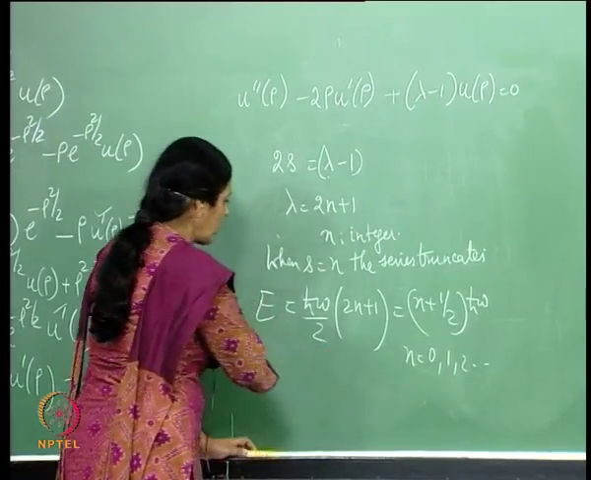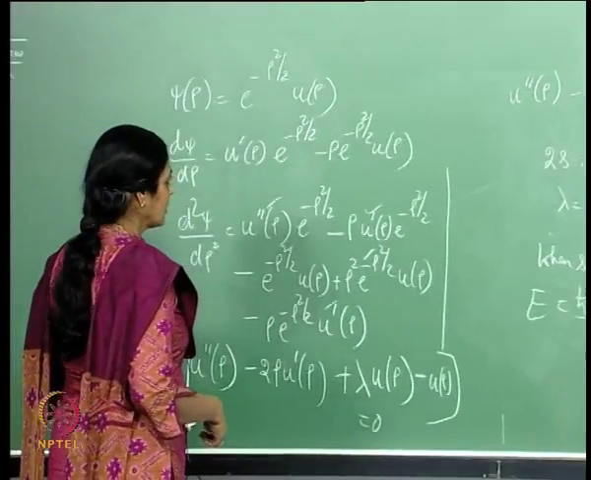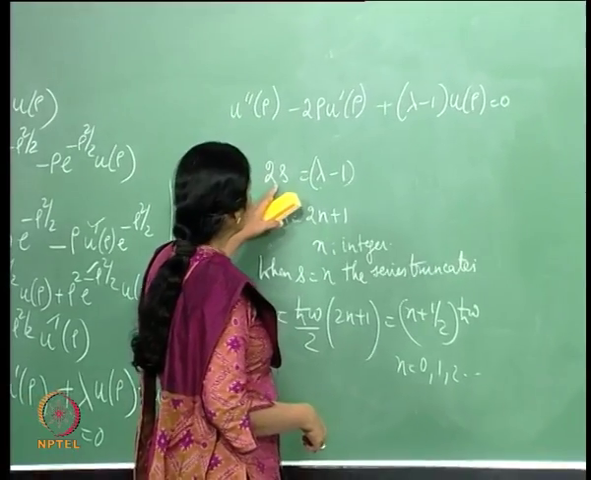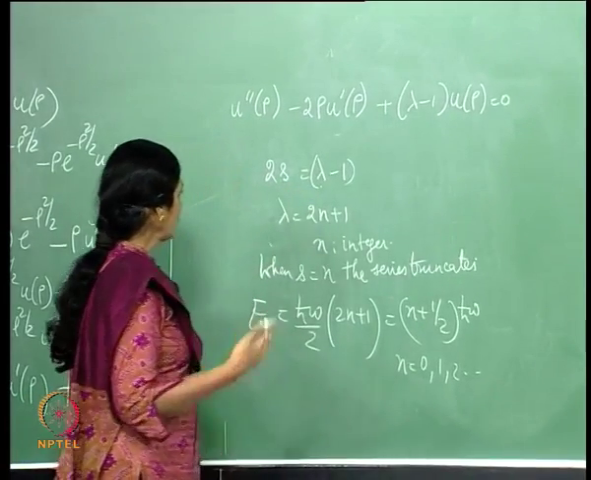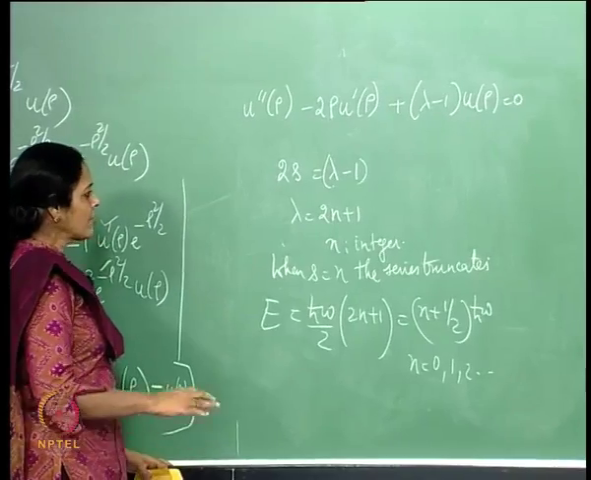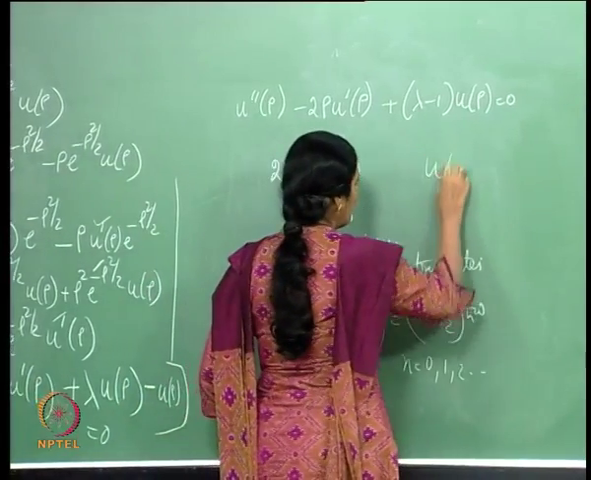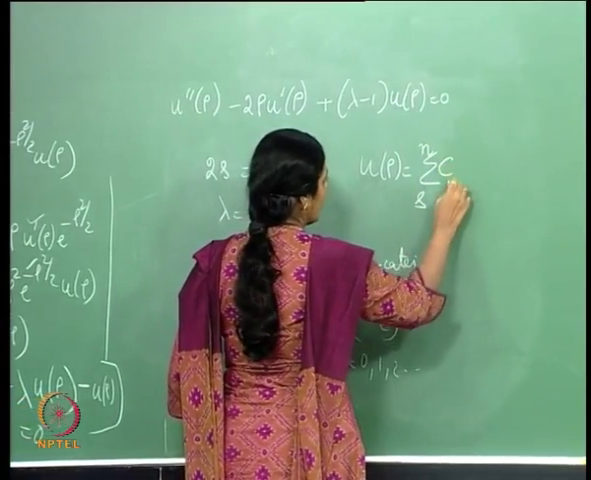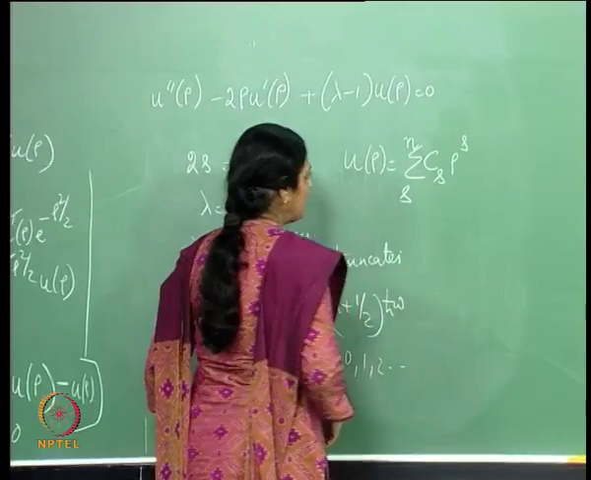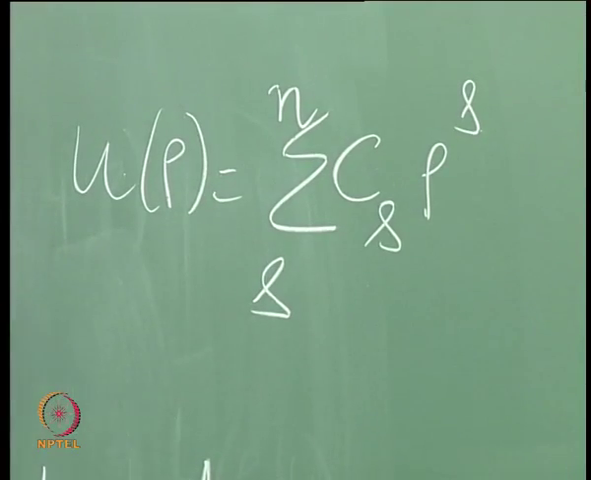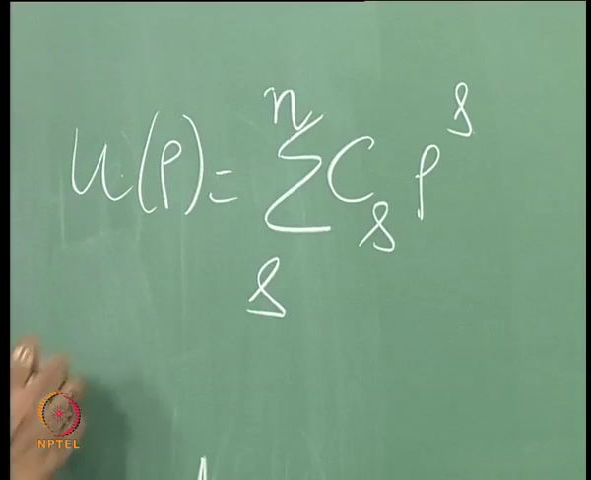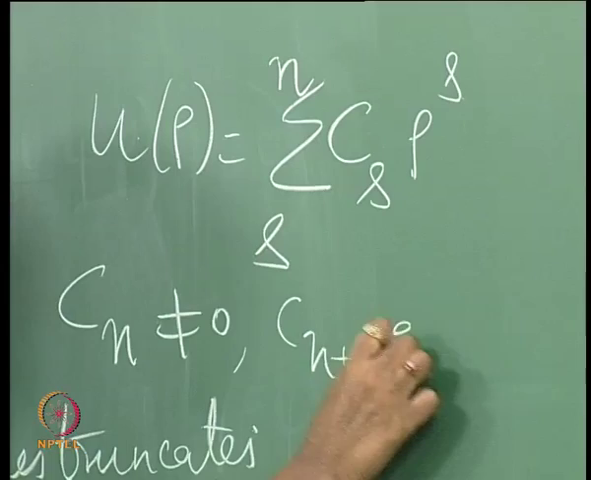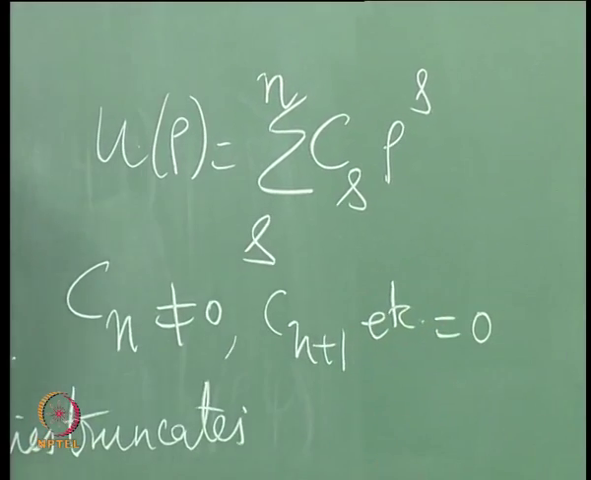In any case, going back here, suppose there is some value of n where the series truncates. That is very nice, because then u of rho is simply the summation over s all the way to n of c_s rho to the power of s, and that is it. So c_n is not equal to 0, but c_(n+1) etc. are 0.